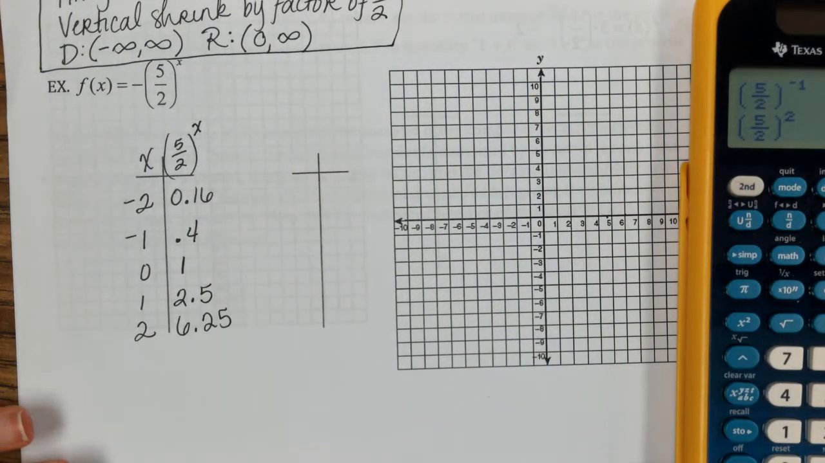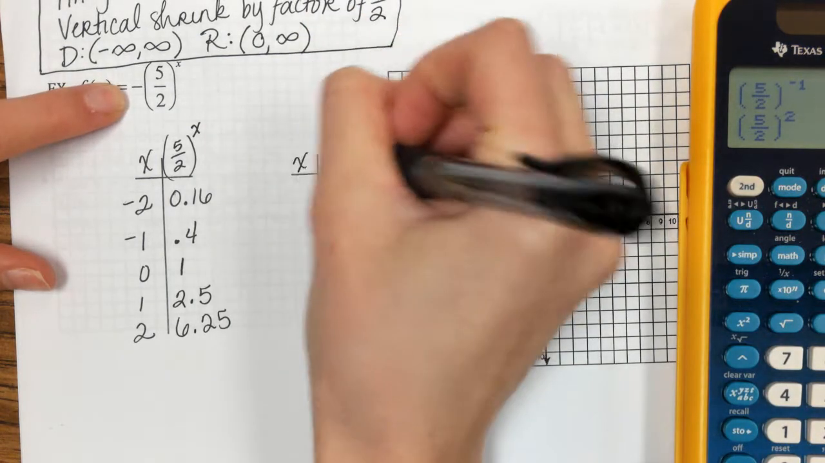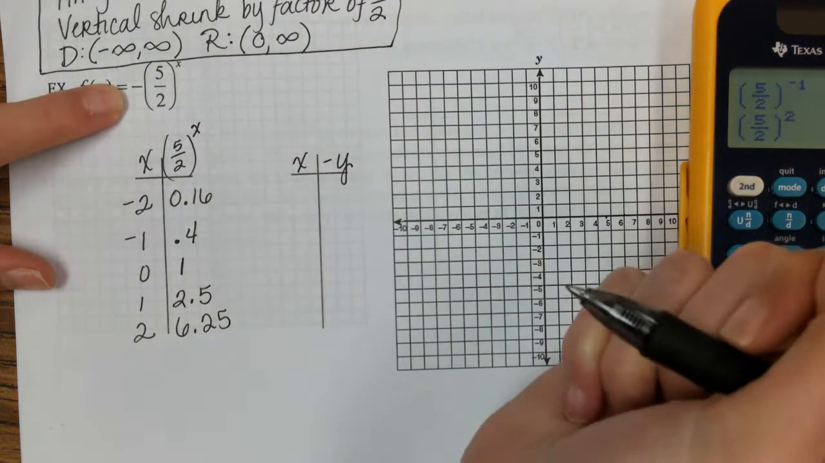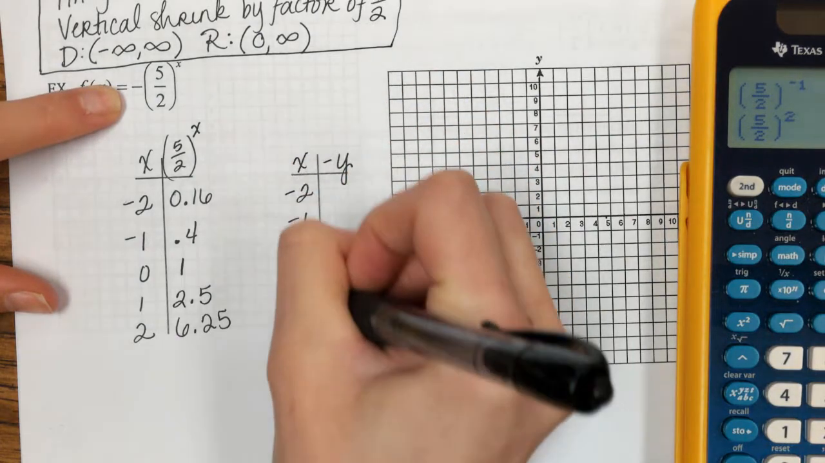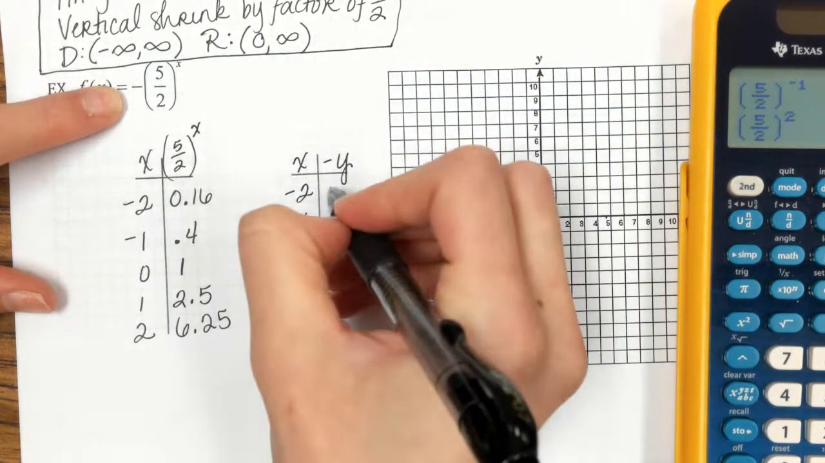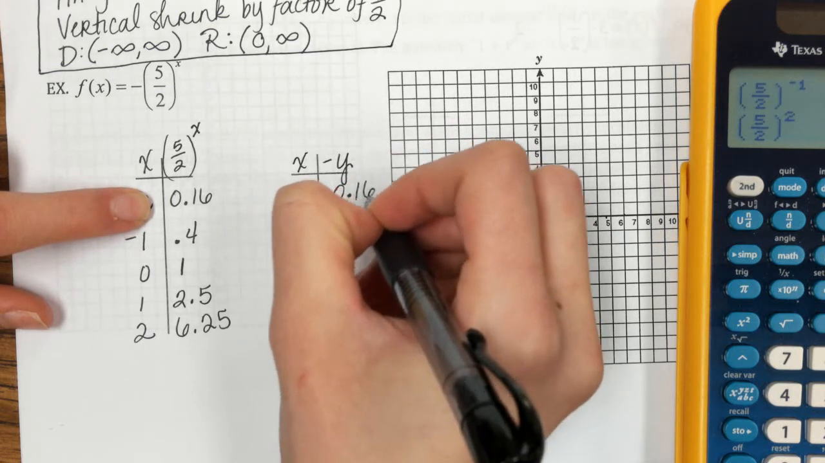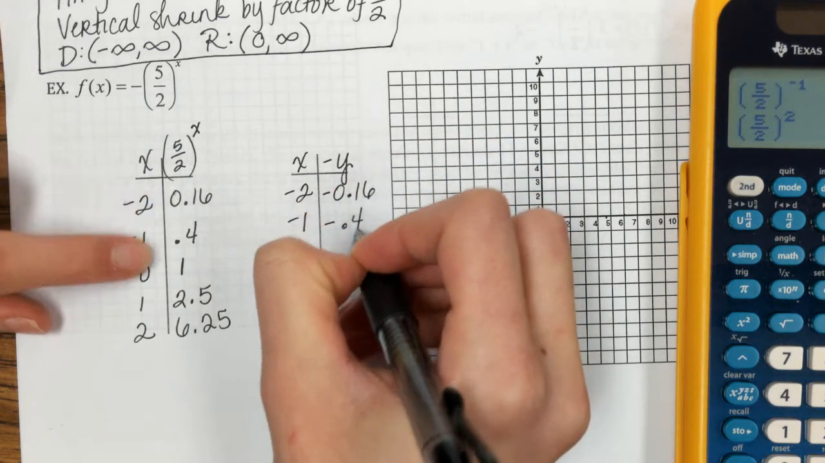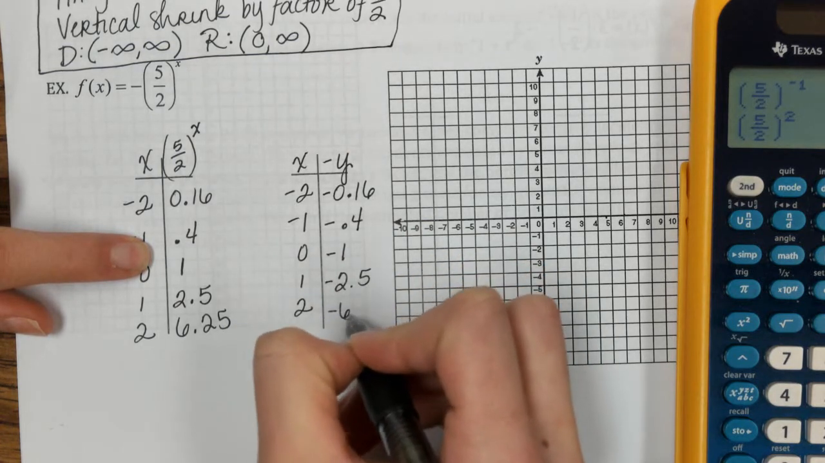Okay, what's my only transformation that's going to happen here? Reflection over the x-axis. But in my table, I'm just going to have x and then -y. So it's just going to make all of those negative. So -0.16, -0.4, -1, -2.5, -6.25.